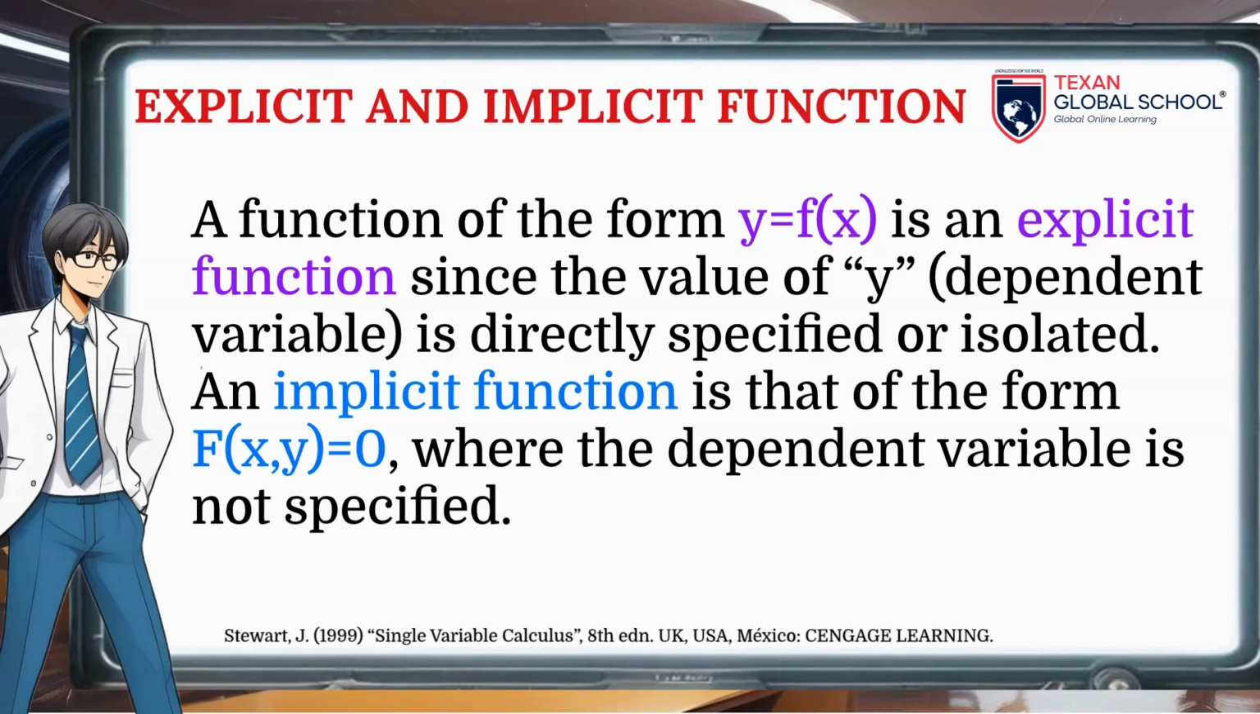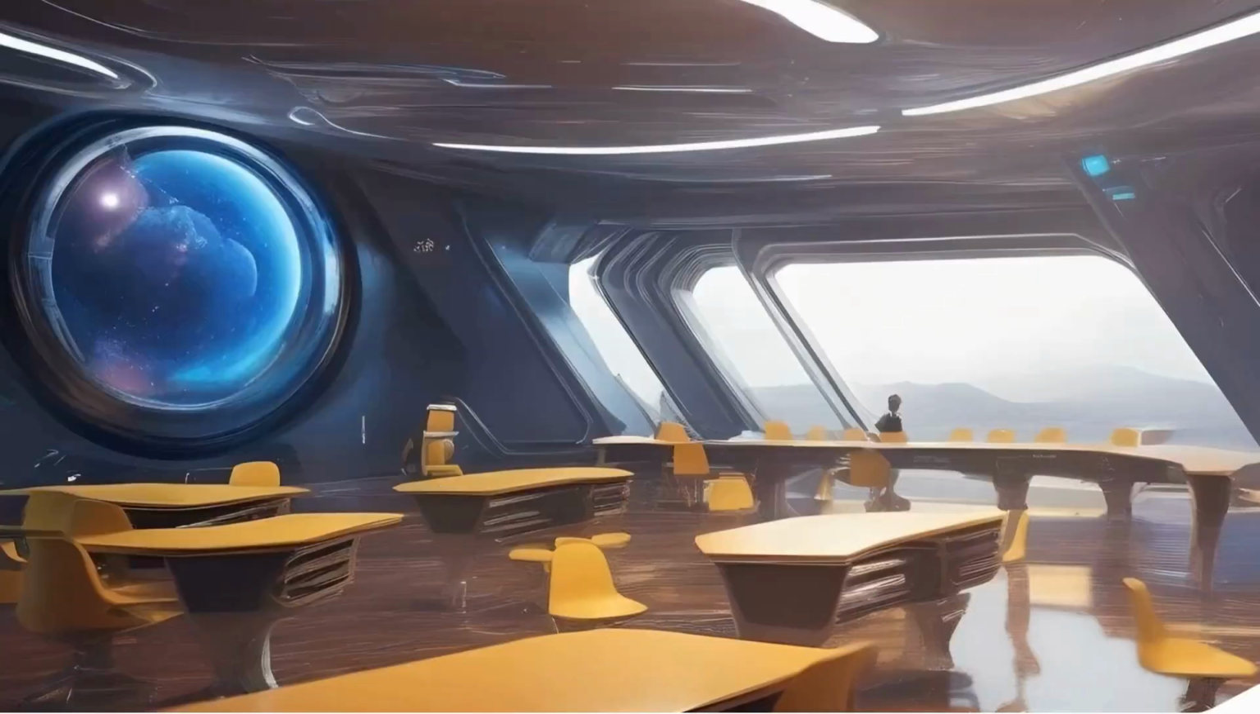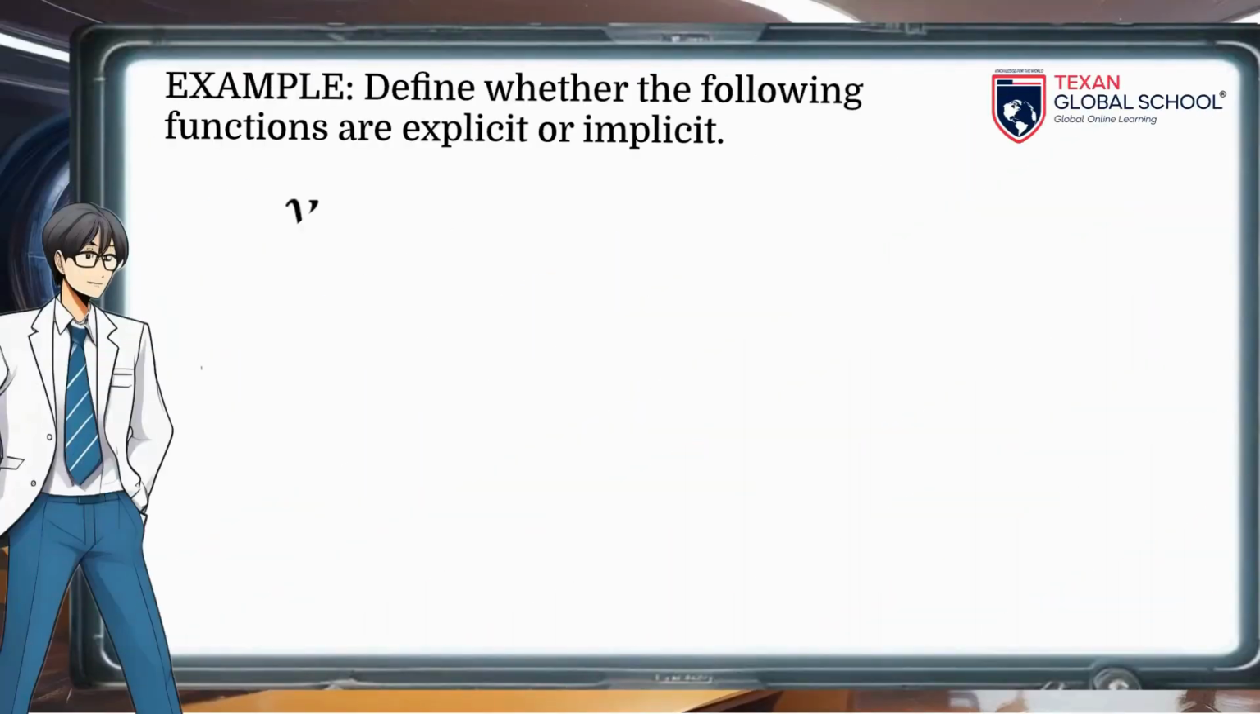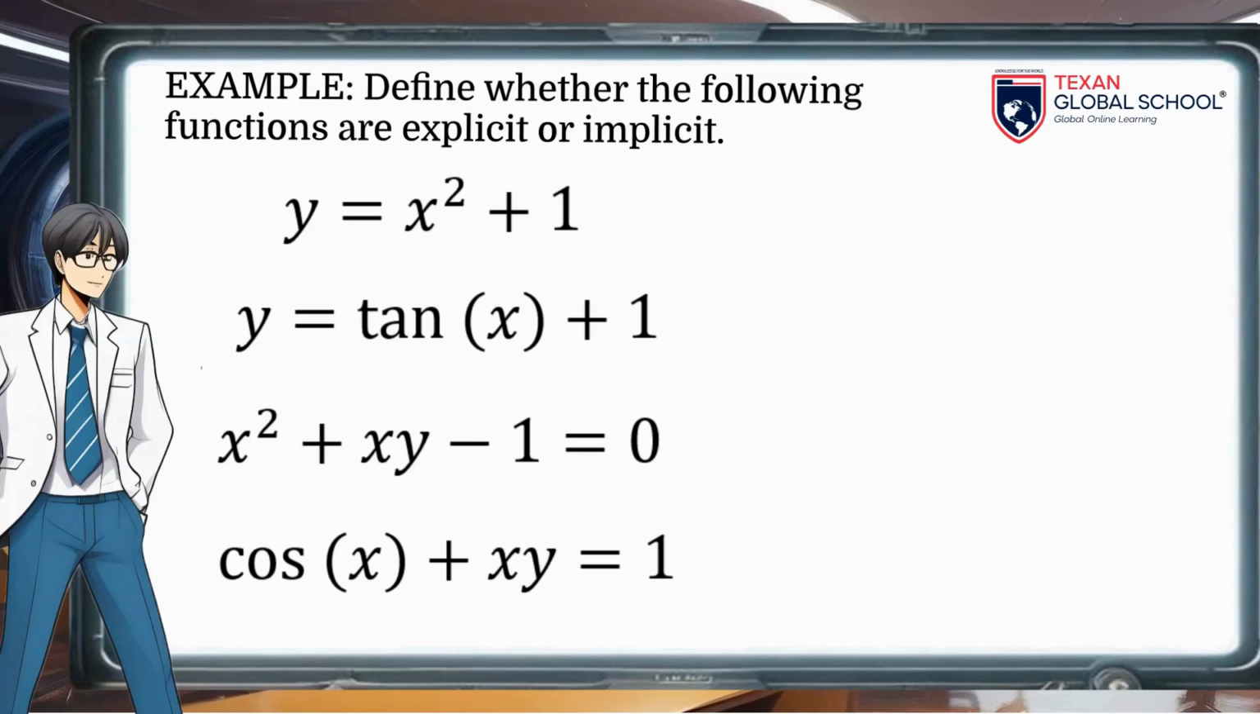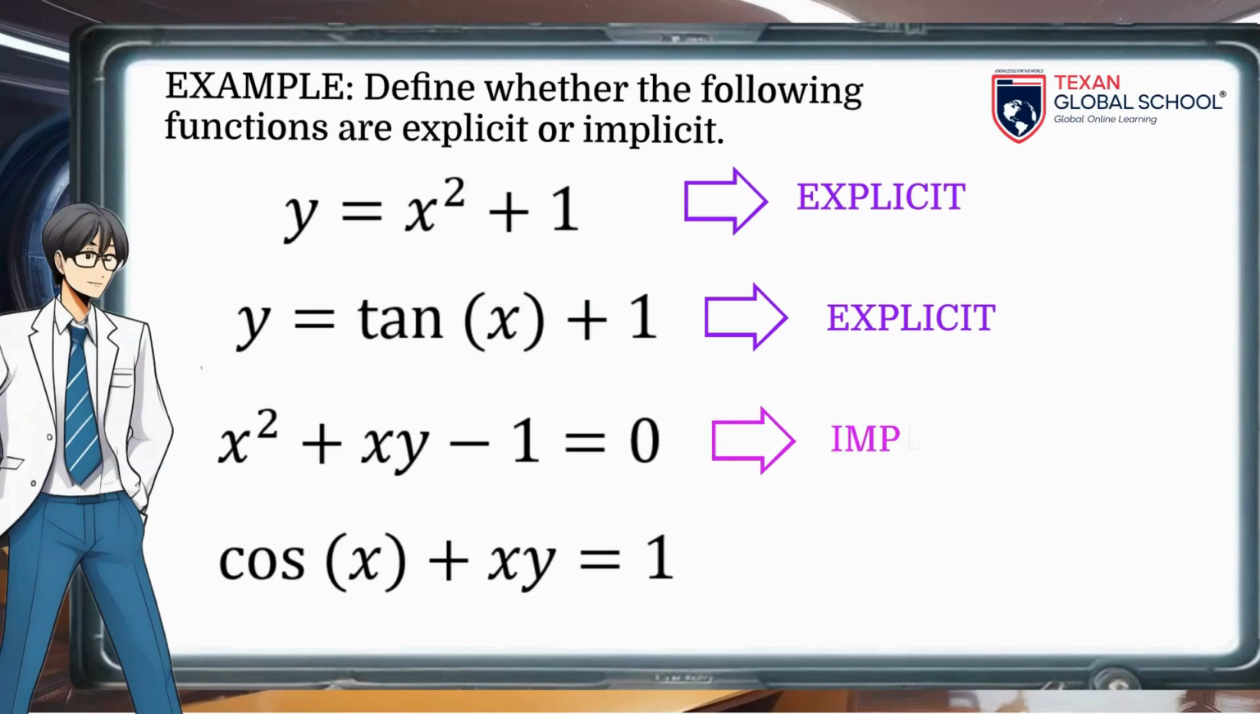On the other hand, an implicit function is one of the form f of x, y equal to 0, where the dependent variable is not specified or isolated. We can see in this example a series of functions. The first two are explicit functions, since the dependent variable y is isolated. The last two are implicit functions, since the dependent variable is not specified.